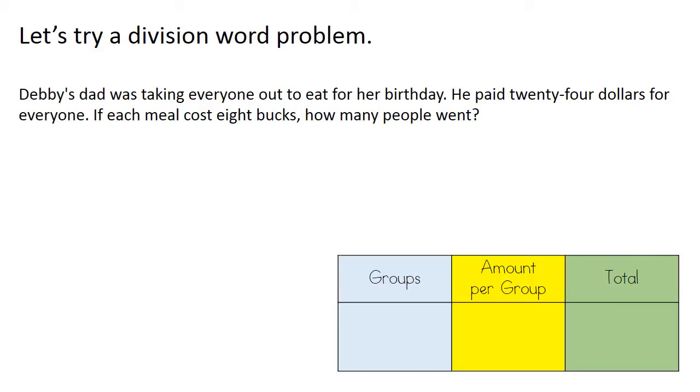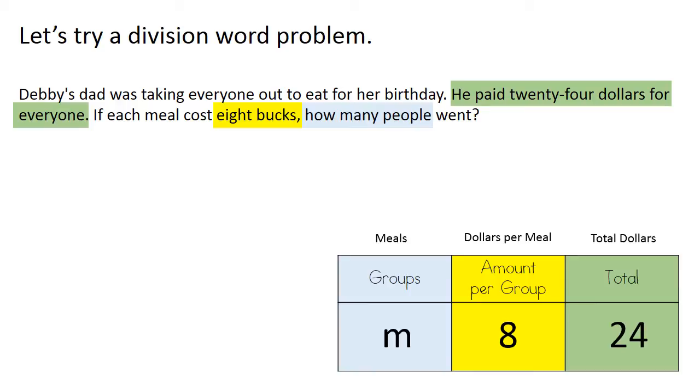Let's try a division word problem. Debbie's dad was taking everyone out to eat for her birthday. He paid $24 for everyone. If each meal cost $8, how many people went? We have the number of meals or the number of people as our groups, dollars per meal, and total dollars. We don't know how many people went, so that's going to be our unknown. We're going to name that M for meals. Dollars per meal is $8. Total dollars is 24.